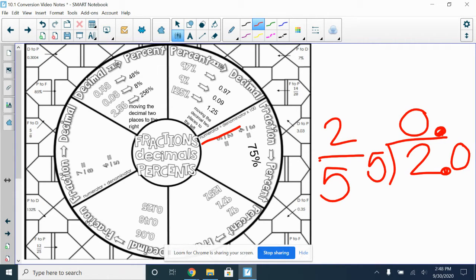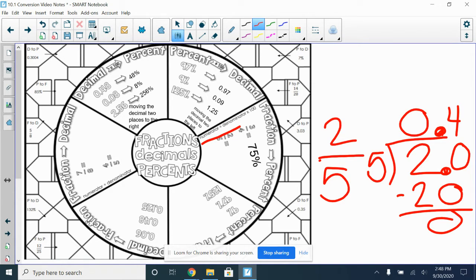And if you want to go ahead and move up your decimal now, that'd be good too, instead of waiting until the end like the last time. So 5 goes into 20 4 times. 5 times 4 is 20. 20 minus 20 is 0. So our decimal is 0.4.